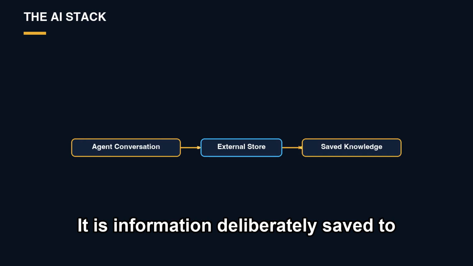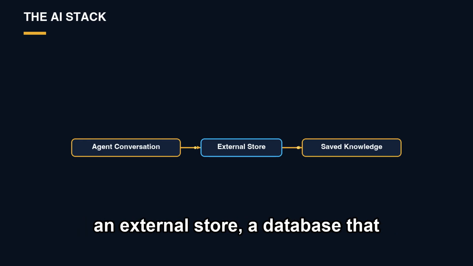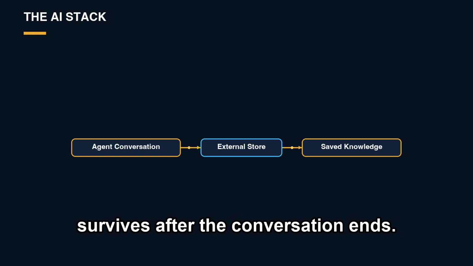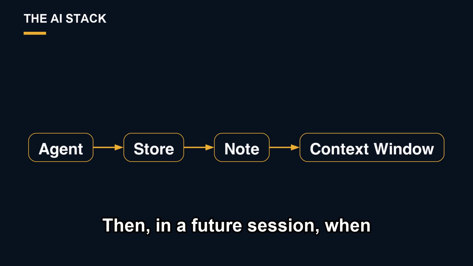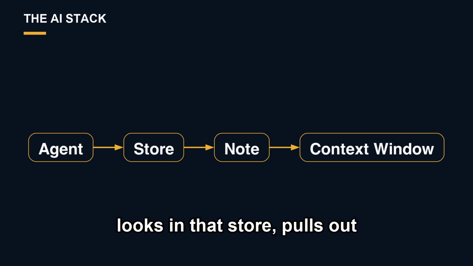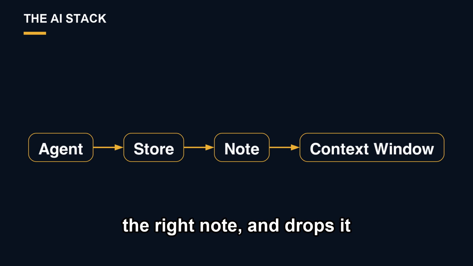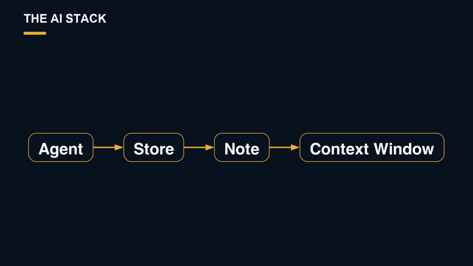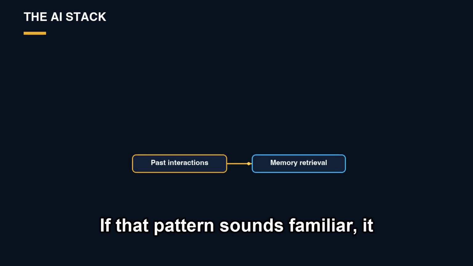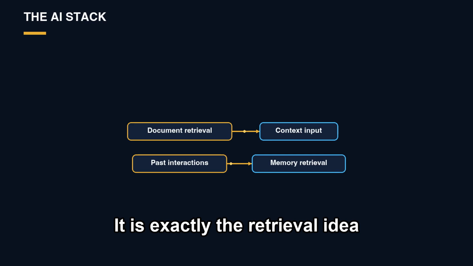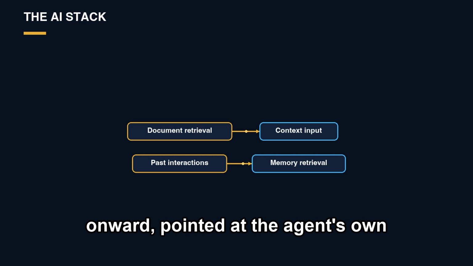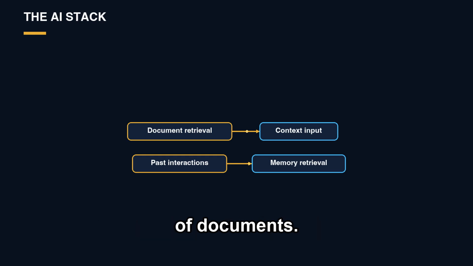It is information deliberately saved to an external store, a database that lives outside the model, so it survives after the conversation ends. Then, in a future session, when something relevant comes up, the agent looks in that store, pulls out the right note, and drops it into the context window so the model can use it. If that pattern sounds familiar, it should. It is exactly the retrieval idea from our RAG episodes, episode 13 onward, pointed at the agent's own past instead of at a pile of documents.